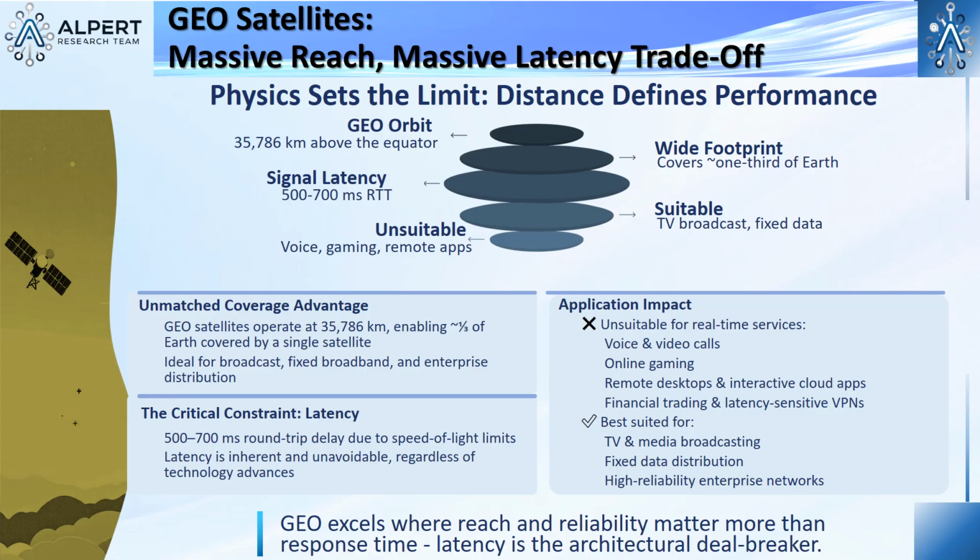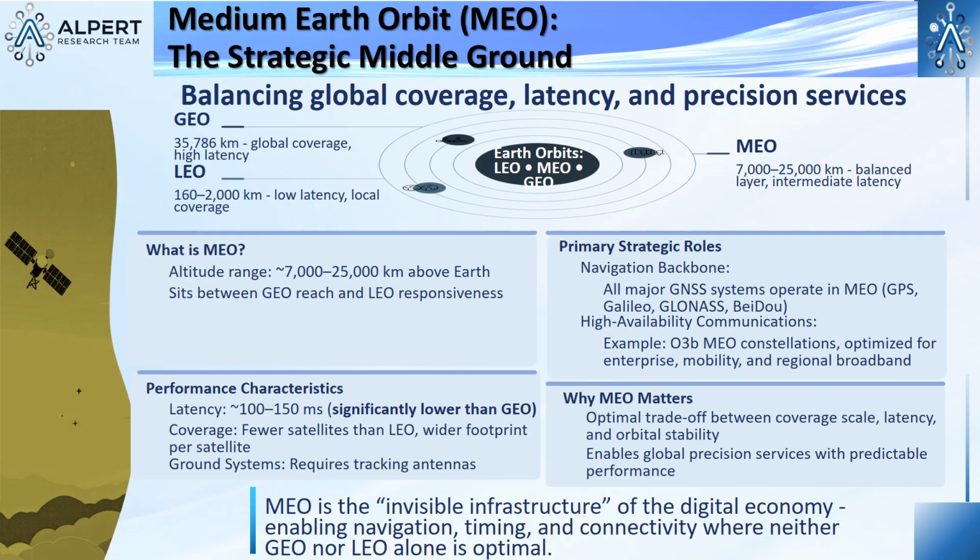For any application relying on continuous back-and-forth communication, voice calls, VPN access, competitive gaming, or high-speed financial trading, that delay is just unacceptable. And while GEO capacity has grown enormously, modern high-throughput satellites can now exceed 500 Gbps using advanced multi-beam architectures, it really remains best suited for fixed data distribution and broadcasting, where latency is less critical than reliability and wide reach.